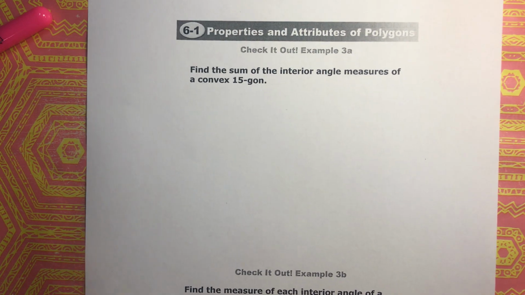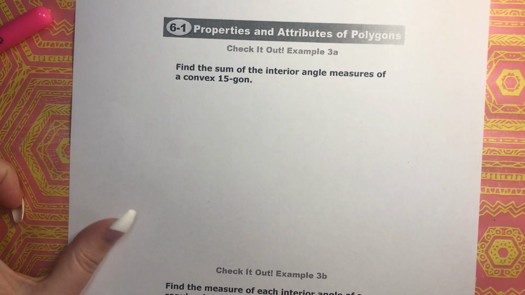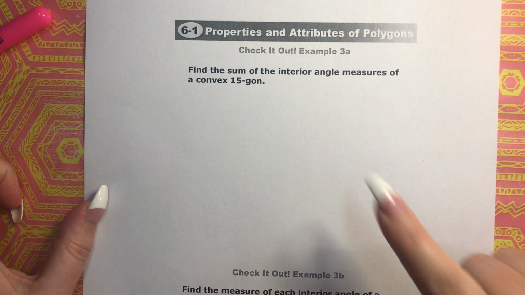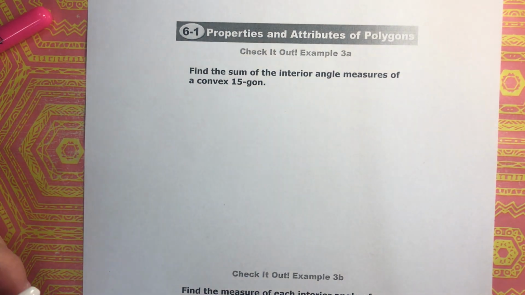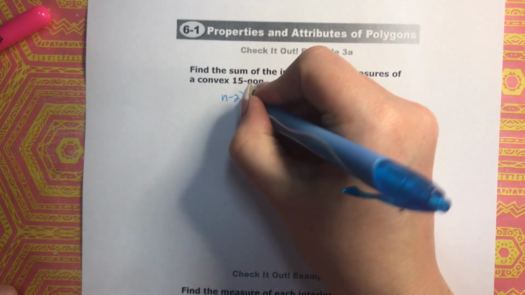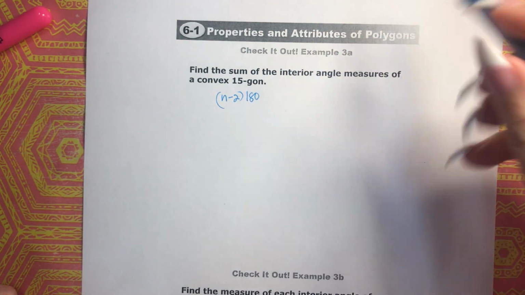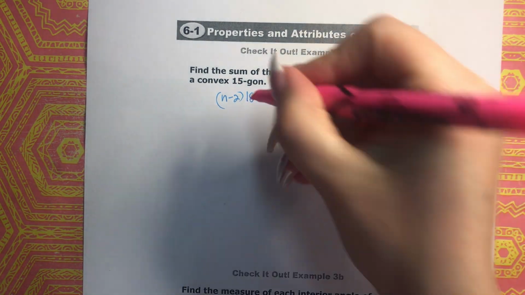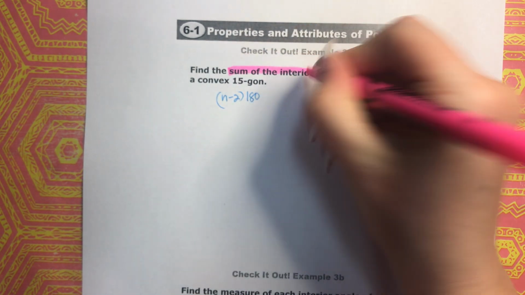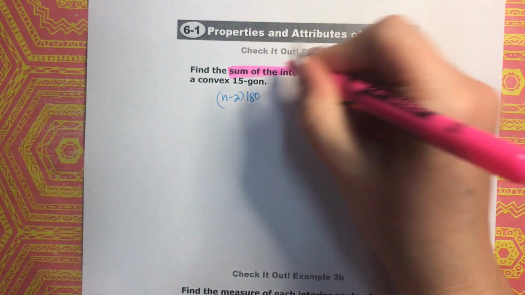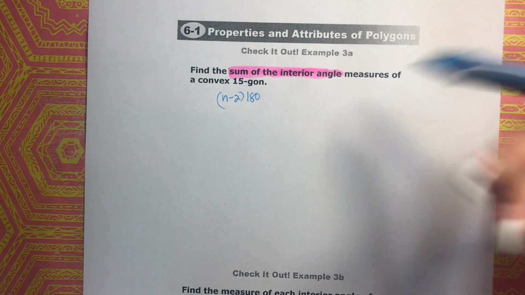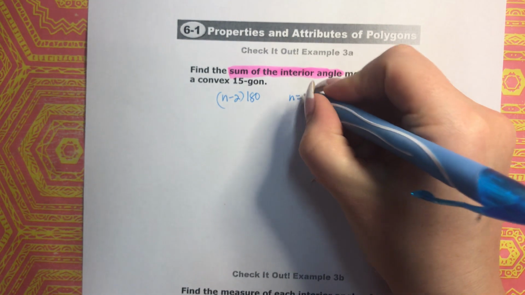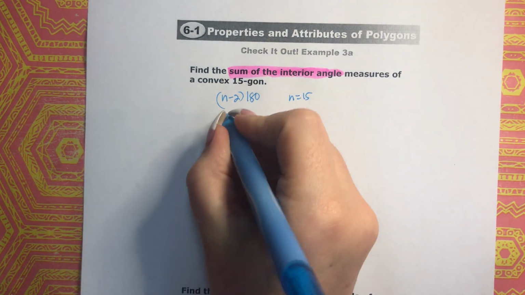Okay, let's see how you did. So this first one says find the sum of the interior angle measures of a convex 15-gon. So remember to use that formula. It has to be a convex figure. So we're going to use our n minus 2 multiplied by the quantity 180. That tells you the sum, right? Those keywords. We're finding the sum, so we're finding all of the interior angles added together, right? And n is equal to 15. So we just substitute that in.